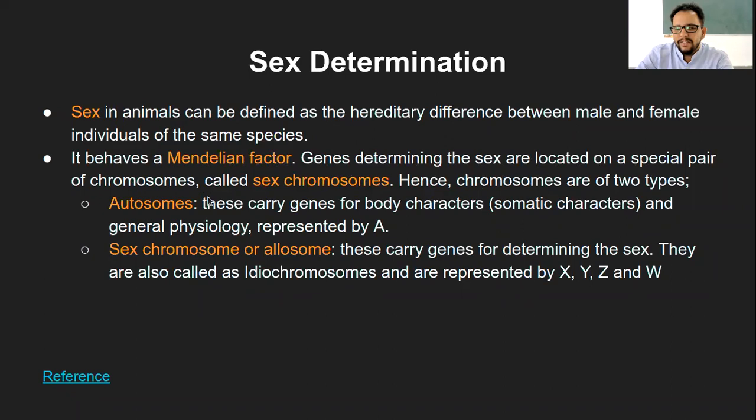And all the other chromosomes are called autosomes, which carry the genes for the body characters, also called somatic characters, and the general physiological characters. This refers to the size of the organ, or the type of the cells, or the metabolic events, the amount of insulin being produced. All these physiological characters are present on the autosomes, represented by the letter A. And the sex chromosomes, also called allosomes, carry genes that determine the sex.